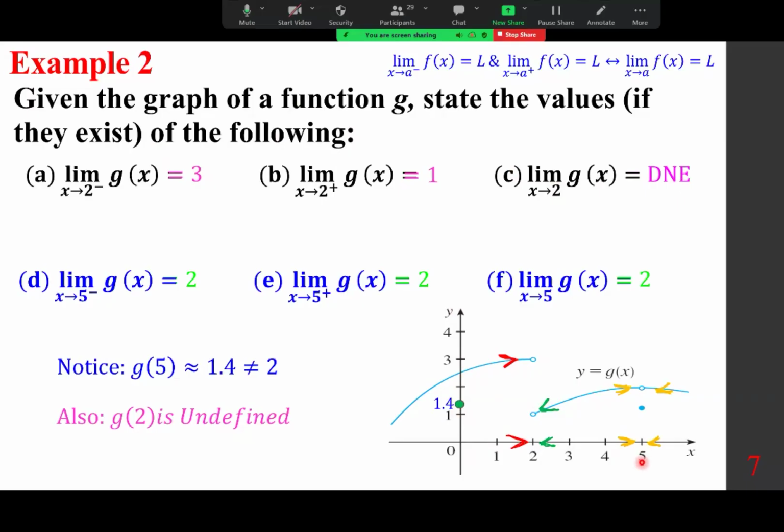However, as we approach 5 from the left and right, both of them give us this point. We are moving towards this point, resulting in the number 2. The difference is that g of 5 is defined to be this number, roughly 1.4. Again, since it's not equal to 2, it's discontinuous. But g of 2 is not even given to us because there is no solid point.